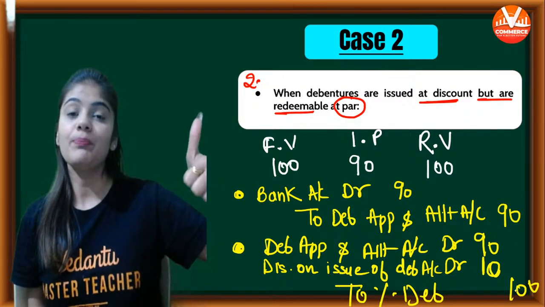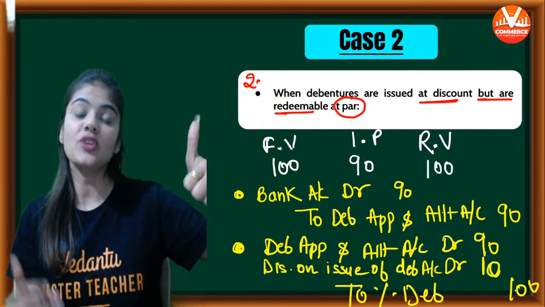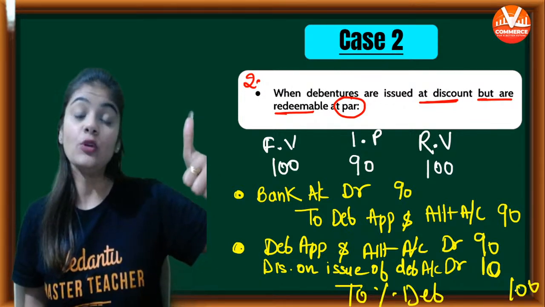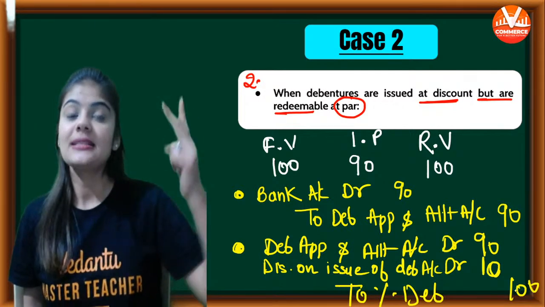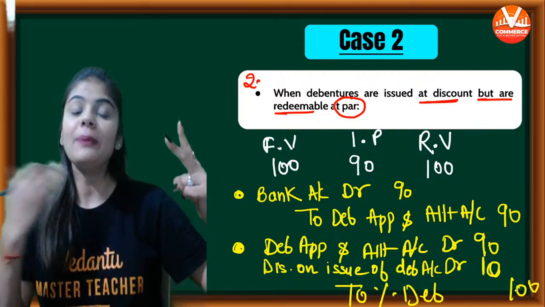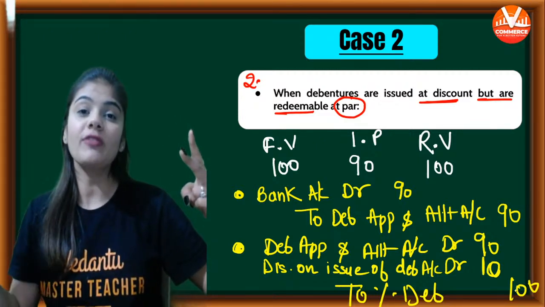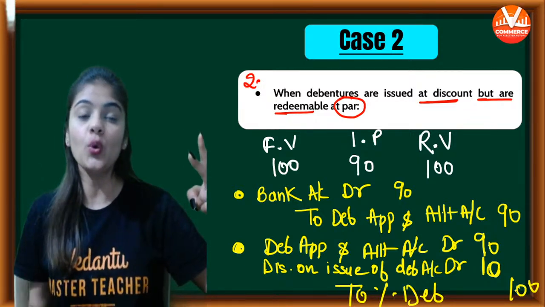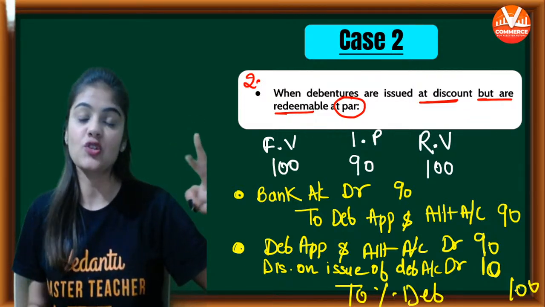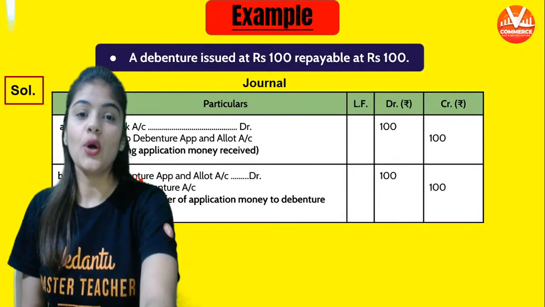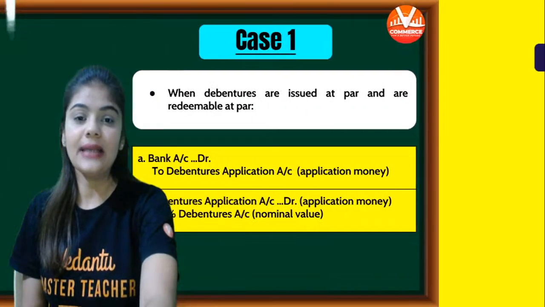First entry, bank account debit to debenture application and allotment account, 90 rupees the issue price. Second entry, debenture application and allotment account debit, discount on issue of debenture account debit, 2% debentures. So here you can see the answer.